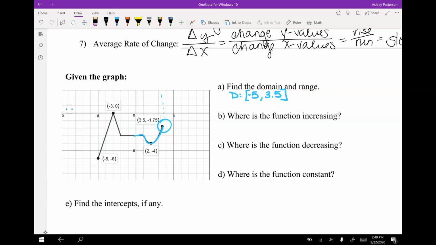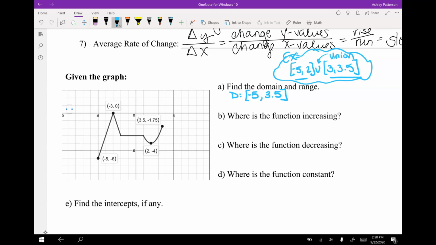Now, if there were any holes in the function, I would stop my domain in my listing. So maybe I went from -5 to 2. And then at 2, I have this big gap. But I picked up at 3. And I went to 3.5. This represents union, which means this and that. Both intervals of space are represented in the domain of this function. And that's just an example. But thankfully, this is one continuous function. Continuous means that you can draw the function from left to right without picking up your pen or pencil.